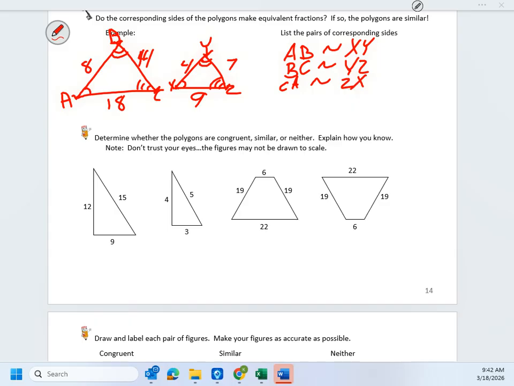Now, it's easy to know if two polygons are congruent. They have the exact same measurements. They look the exact same, right? Congruent's the easy one. Similar, we have to determine if it's similar. So we have to do some math. We have to prove that they are proportionate. So what I would do is I would take the corresponding sides. AB over XY, BC over YZ, sorry.